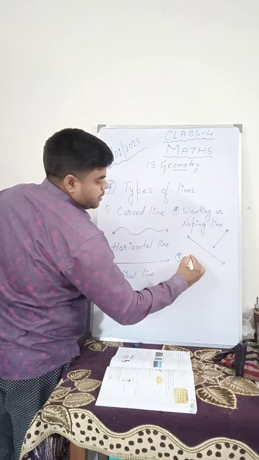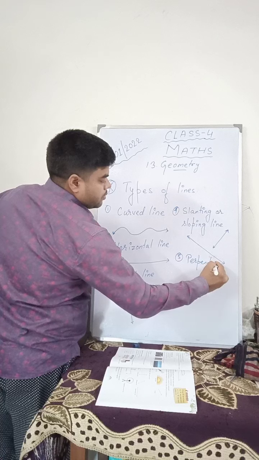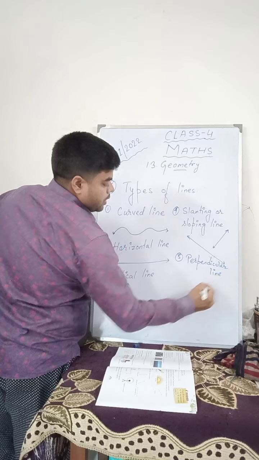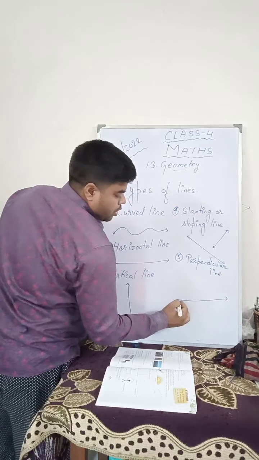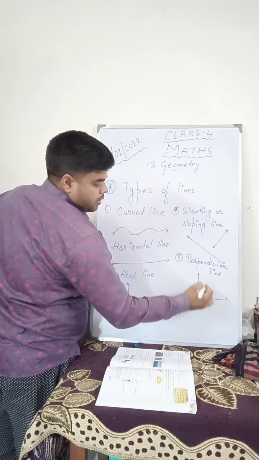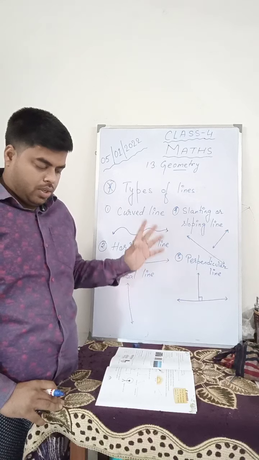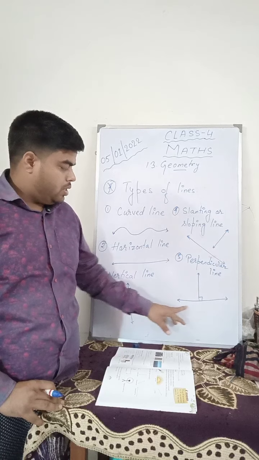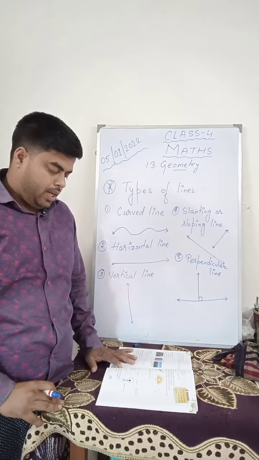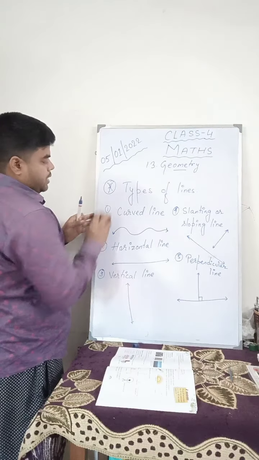Number 5, perpendicular line. A horizontal line where a vertical line meets. This is your perpendicular line. That means a vertical line meets a horizontal line. This is a perpendicular line. Next, I am erasing this.